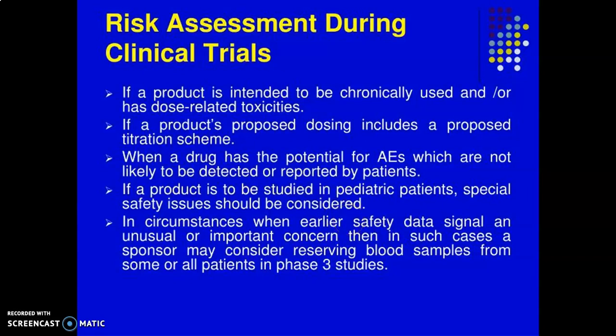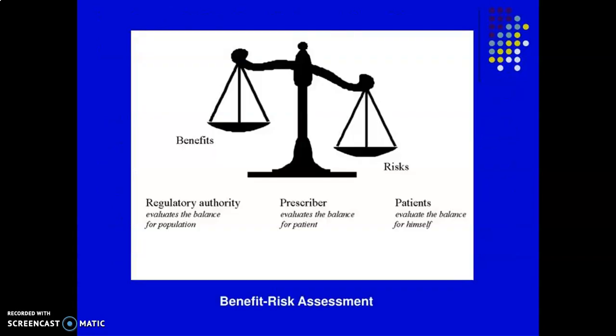The last aspect is an early safety data signal on an unusual or important concern. In such cases, a sponsor may consider reserving blood samples from a sample or all patients in the phase 3 studies, because in later days there may be a chance of getting some complications. That's why, if a data signal is observed, meaning there is a causal relation, or sometimes an unusual signal is there, in such conditions the drug may be present in the blood, so that blood sample should be collected and stored also. Further, whenever required, they will go for analyzing such things.